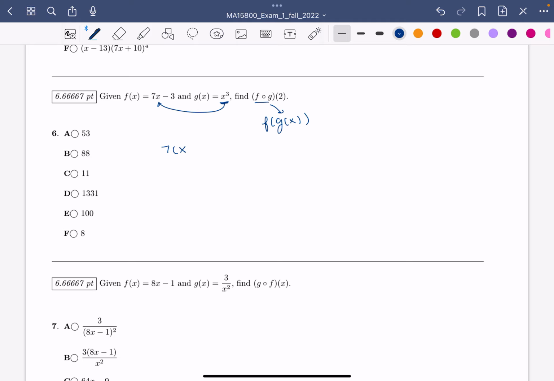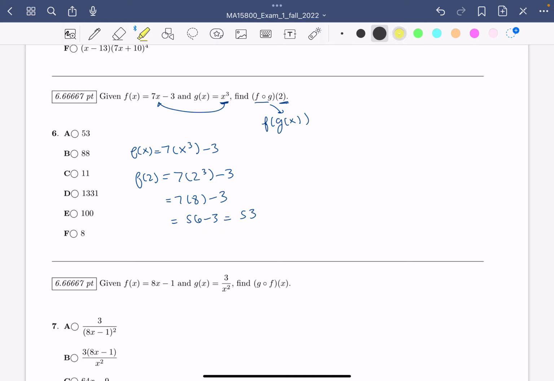7 times x cubed minus 3 is f of x. And it wants us to find it at 2, so now we just need to plug in 2 for x. F of 2 equals 7 times 2 cubed minus 3. So that's 7 times 8 minus 3, which equals 56 minus 3, which is 53, or an answer of A.